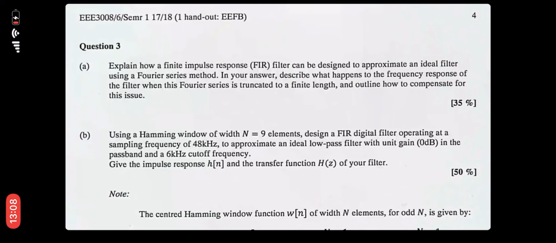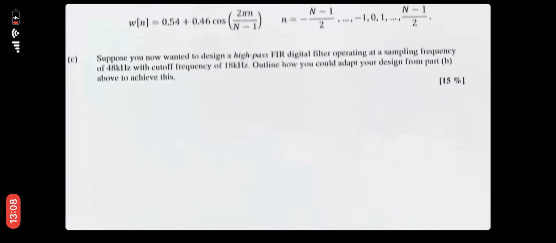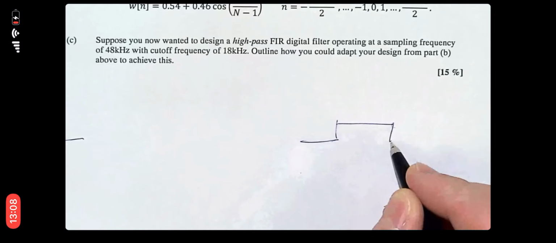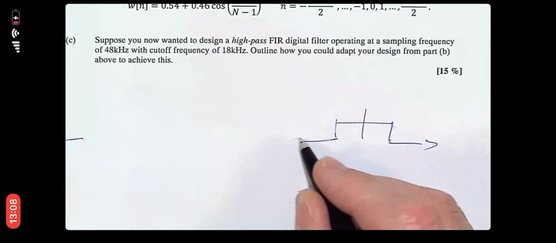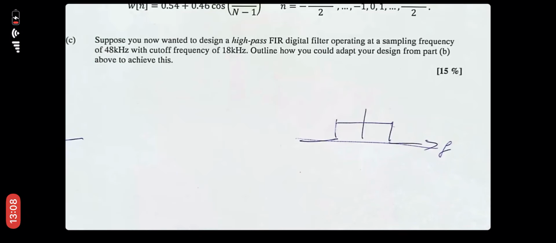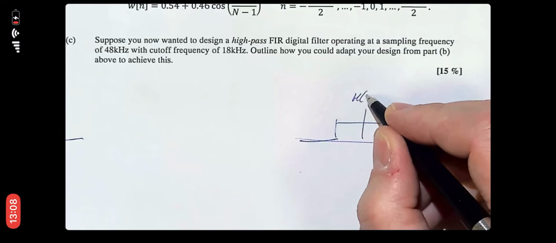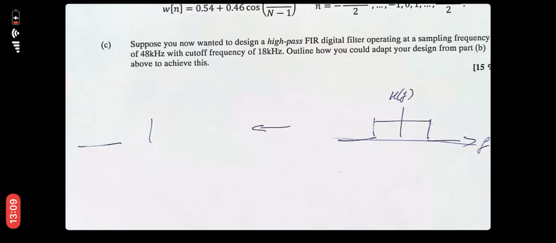So if I write on this part of the question, let's go down to some spare space that we've got in here. We've got the frequency response that we want. This is our frequency response as a function of f, our H of f that we want. And we need to convert that to a time domain representation, because our frequency response looks like this boxcar function. What's this going to look like in the time domain?